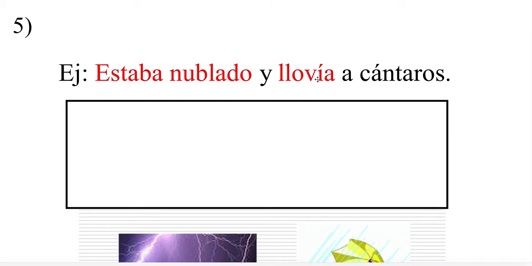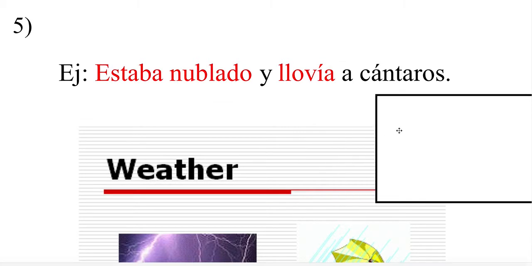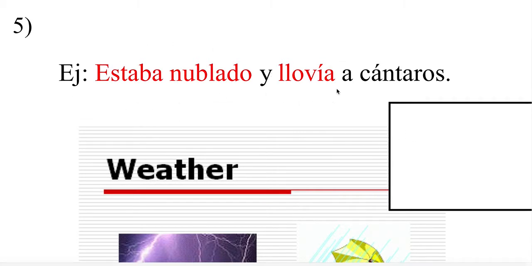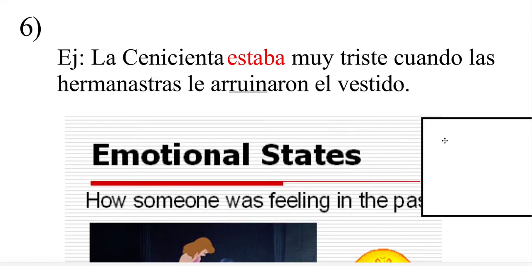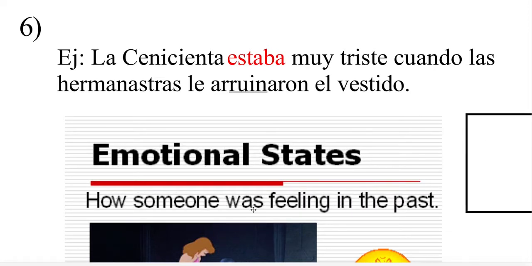Estaba nublado y llovía a cántaros. Hopefully you said weather. Okay, you're giving background information on the story, on the scene, so it should be imperfect. La Cenicienta estaba muy triste cuando las hermanastras le arruinaron el vestido. So what would be the reason for estar here in the imperfect? Okay, hopefully you said emotional states or feelings. How someone was feeling in the past warrants the imperfect tense for the most part.